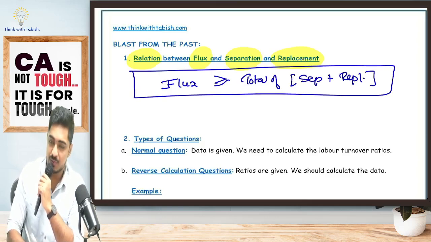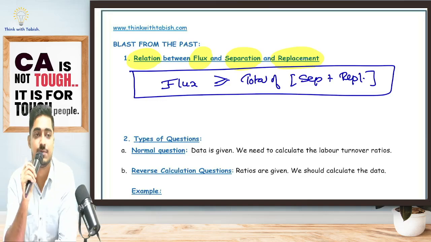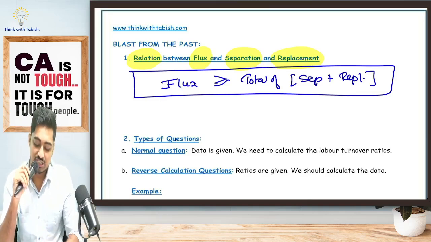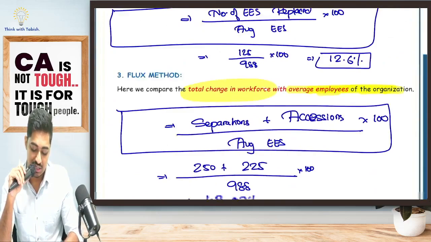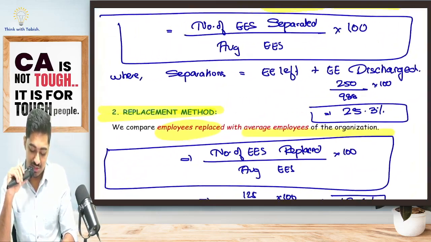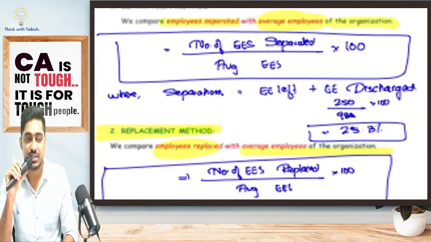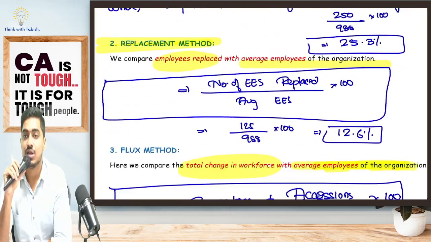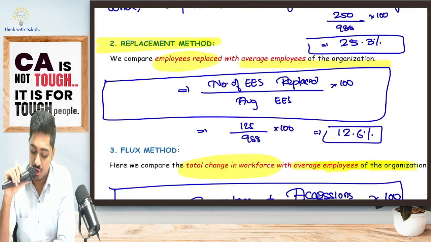Yes, not important from an exam perspective, but just a simple observation for us to keep in mind. Yes or no? Just look at this, students. In this example, also look at this. Tell me how much percentage was my separation? 25.3. How much was the replacement? 12.6. If you add the two, how much are you getting?